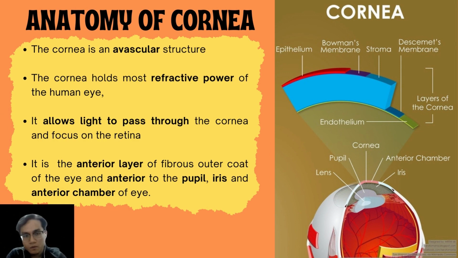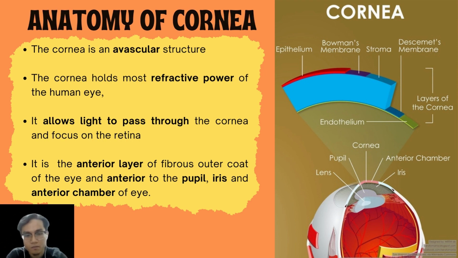So, the anatomy of the cornea. First thing first, it is an avascular structure, meaning it doesn't have blood vessels, and it holds most of the refractive power of the human eye, 75% to be exact, and it allows light to pass through. It is the anterior layer of the eye and anterior to the pupil, iris, and anterior chamber of the eye.